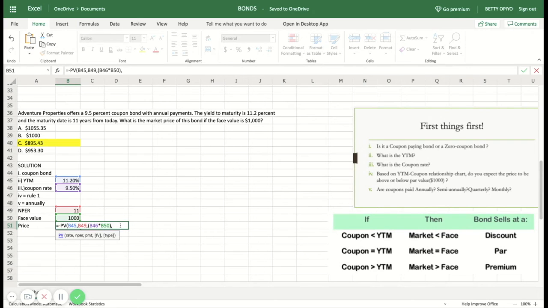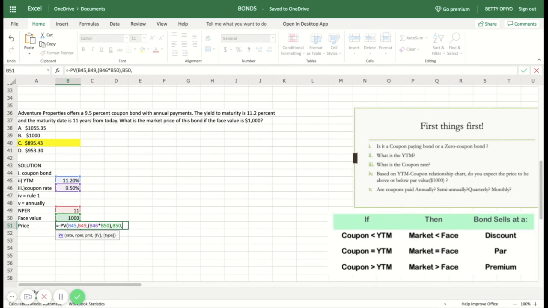And next, we have the PMT, so next we need the face value. So the face value is 1,000. So click on 1,000. The reason why you see B50 and B50 again is because when we were calculating the PMT, we were calculating the payment in dollars, the coupon payment in dollars, which we saw before. The coupon payment is just basically the coupon rate times the face value of the bond. And then you put a comma. So the next item here is B50, which is the face value or the future value here. And then just put a bracket.